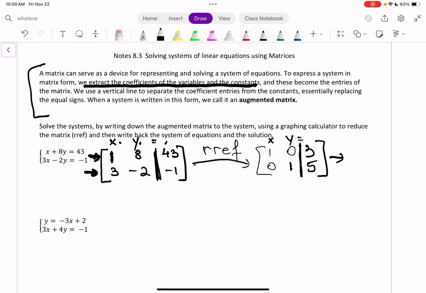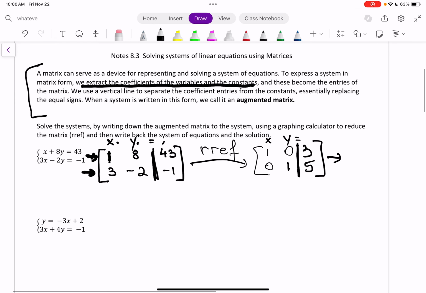Well, my equations will say 1x, right, plus 0y equals 3. However, what is 1x plus 0y? That's the same thing as just x. So that 0 there means that there is no y left in that first equation, and x is 3.